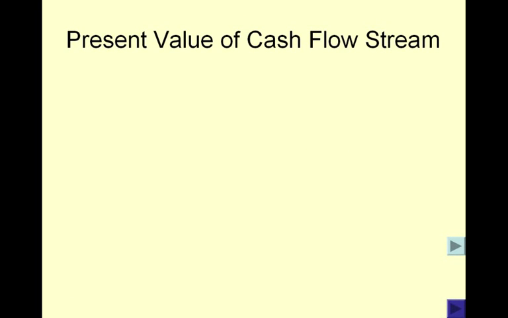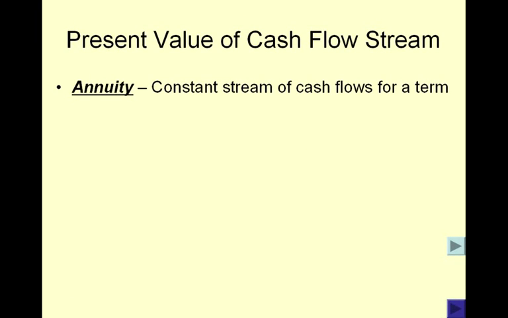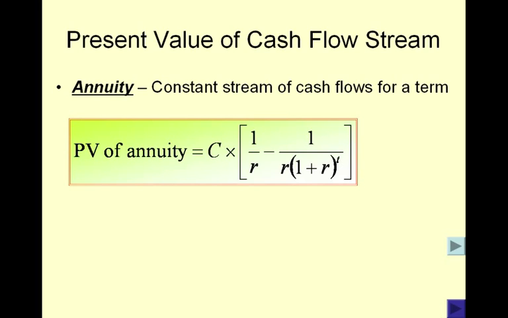The final specific cash flow stream I want to talk about is the annuity. An annuity is a constant stream of cash flows for a given term. Here is the expression for the present value of an annuity. And the good news is that there's no sense in memorizing this expression. Some of the other expressions that we've gotten in this math part of the course are really worth not committing to memory, but having a good sense about. This one is not one of those.